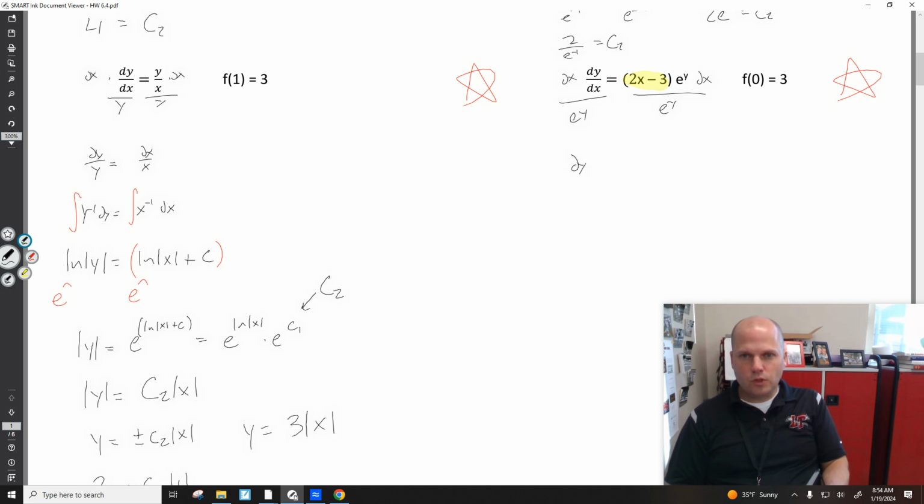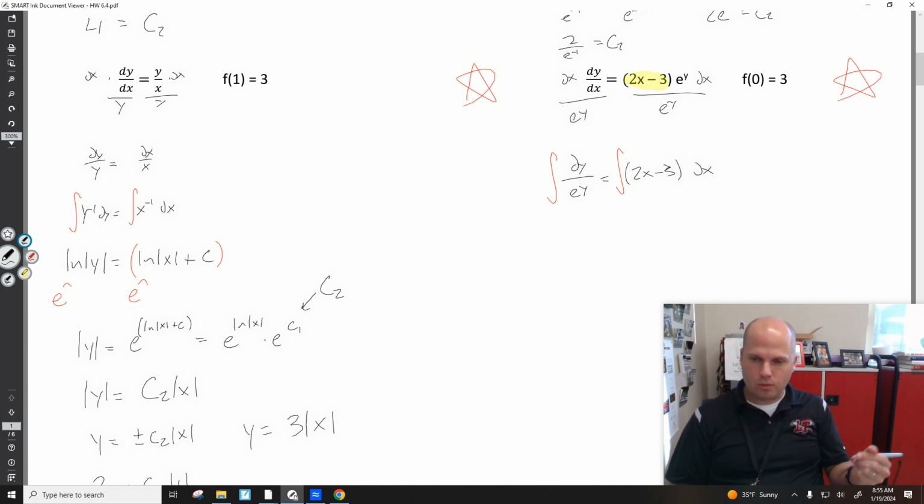Now, you get dy over e to the y, and you get 2x minus 3 in parentheses times dx. Now, let's talk about the left side. To take the antiderivative of e to the negative y, you're not going to use a log. A lot of people think you will, but no.